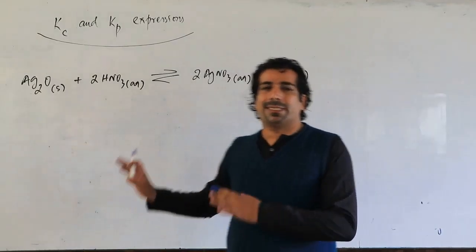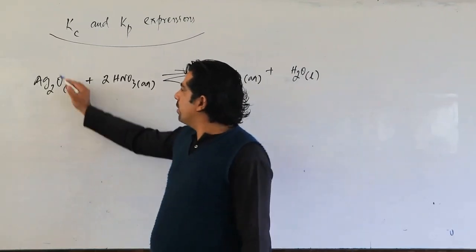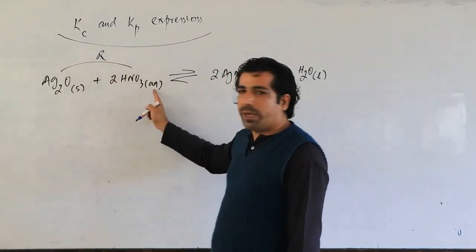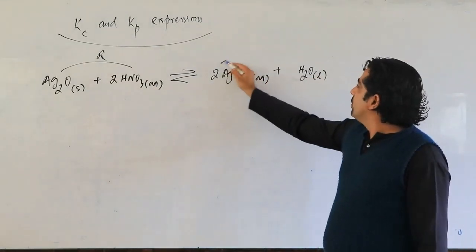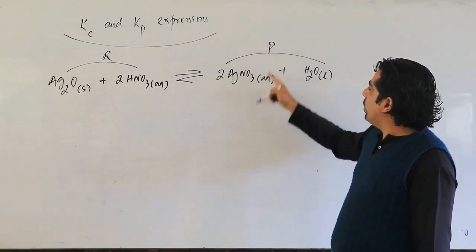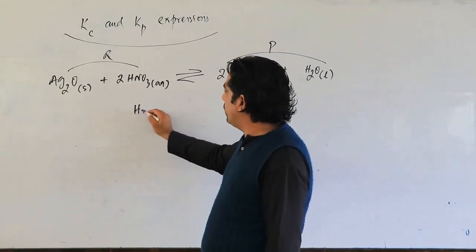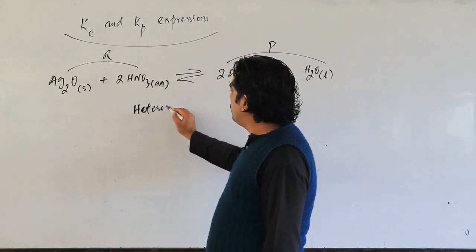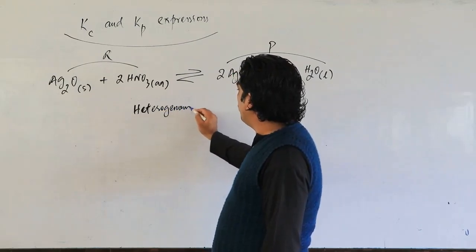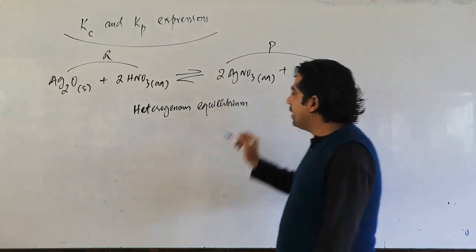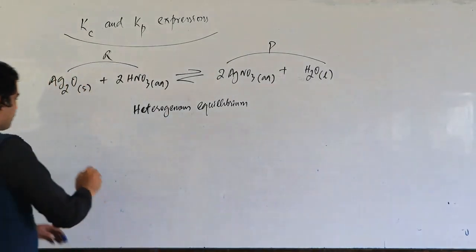So dear friends, let's take one more example. Here, if you look, one reactant is solid and one reactant is aqueous. See here, one product is aqueous and one product is liquid. So my dear friends, this is obviously an example of heterogeneous equilibrium. Let us write down the Kc and Kp expression for this.